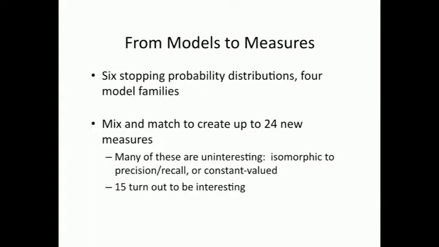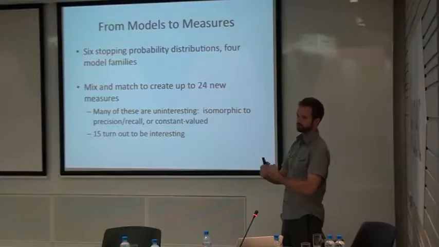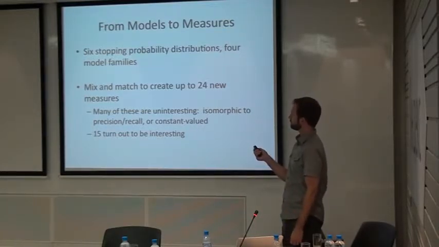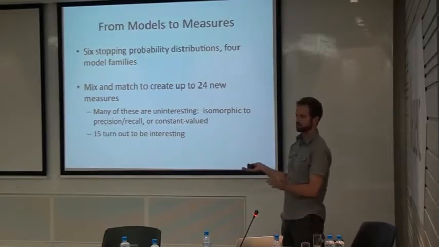If we set P of k equal to the relevance of the document at rank k divided by the total number of relevant documents, then this is equal to average precision. So I hope this is all clear so far.